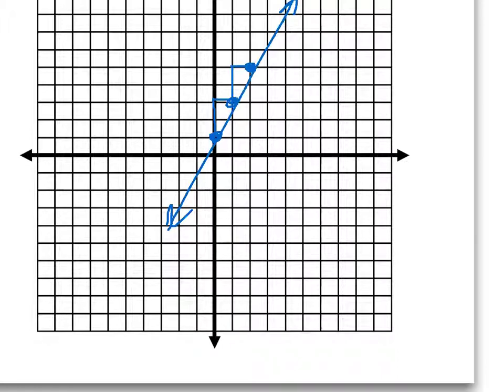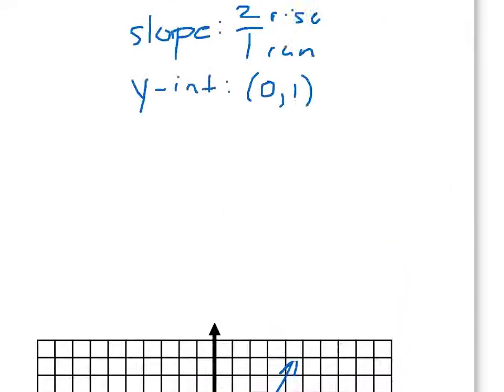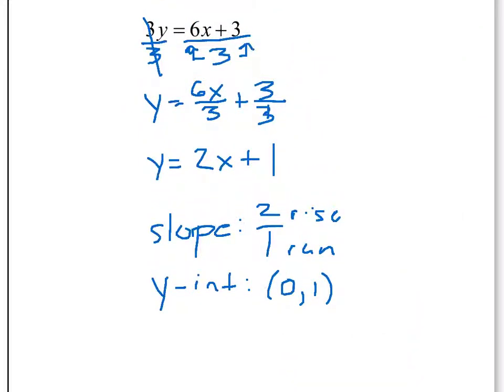Are there any questions? Sammy? So when you get 3 divided by 3, it's 1, right? Not 3? Correct. 3 divided by 3 is indeed 1. Any other questions?